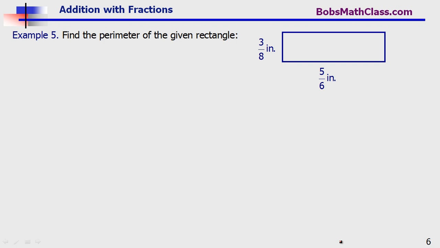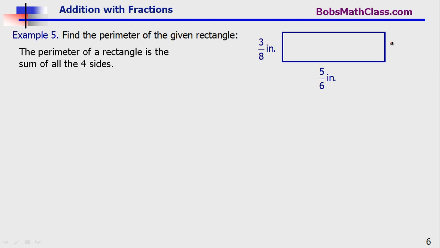Don't forget, there's 4 sides on a rectangle, so that means we have to consider this top side, which is 3/8, and the right side, which is 5/6. Even if it's not written in, each side is the same as the side opposite of it. Okay, so we're going to add all 4 sides. 3/8 plus 3/8. I just wrote down the numbers, but we'll put in the units at the end, which in this case is inches again.